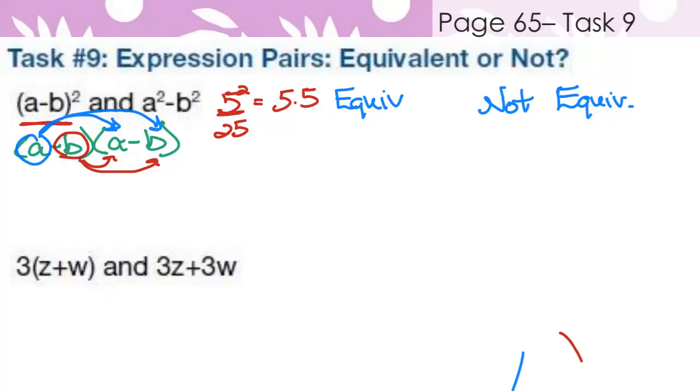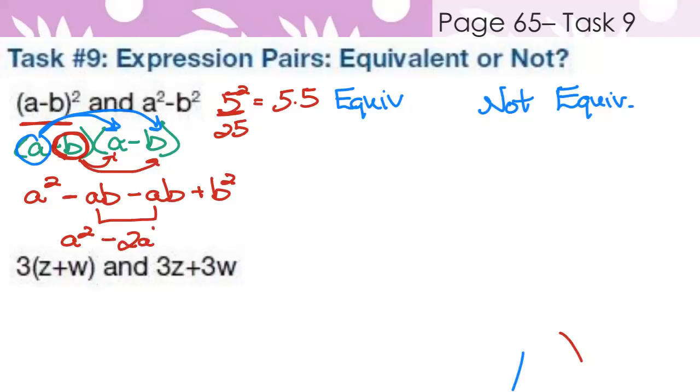So what is A times A? A squared. And what's A times negative B? Negative AB, right? And then negative B times A is going to be another negative AB, and negative B times negative B is? Negative times negative is positive. Okay, so I can combine these like terms. I have A squared minus 2AB plus B squared.